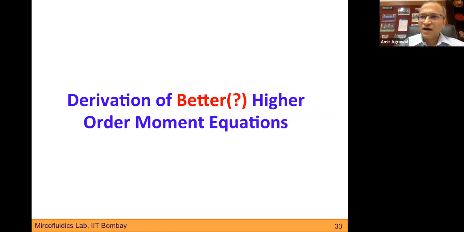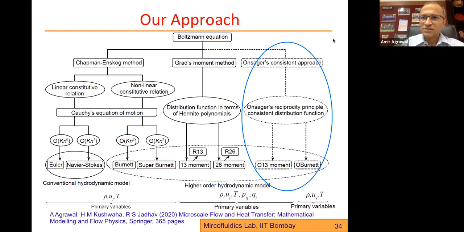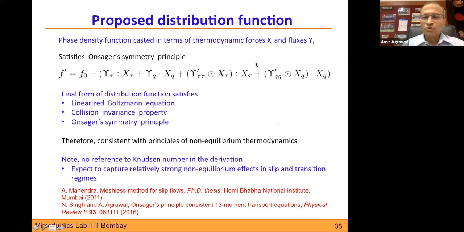So now we ask the other question: is it possible to derive equations which are thermodynamically consistent, which are not just mathematically meaningful but also physically consistent? That's an important question that we started asking. And that brings us to the third arm of this flowchart that I have shown earlier, which is to adopt an approach to derive a set of equations which are consistent with the laws of thermodynamics. Now, how do we do that?